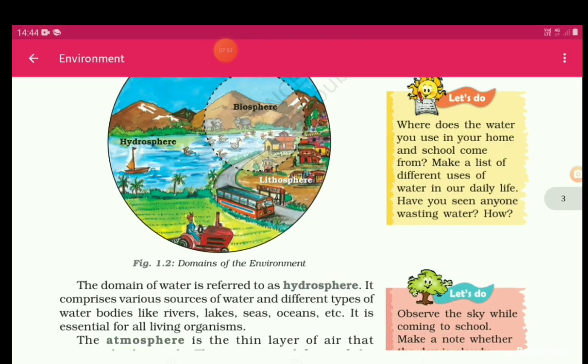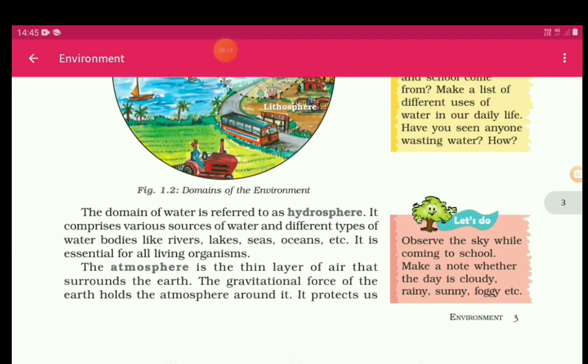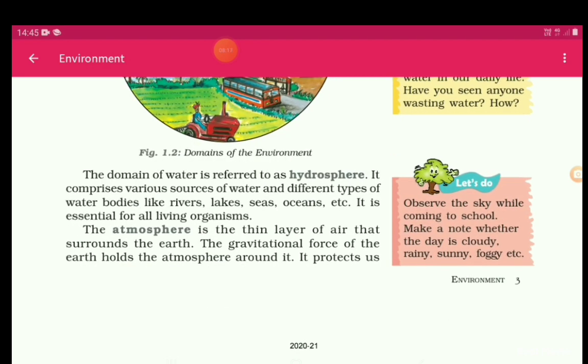The domain of water is referred to as the hydrosphere. Now they are telling about the hydrosphere. It comprises various sources of water and different types of water bodies like rivers, lakes, seas and oceans, etc. It is essential for all living organisms. Water is so essential for living organisms because it comprises minerals, so it is important for our body.